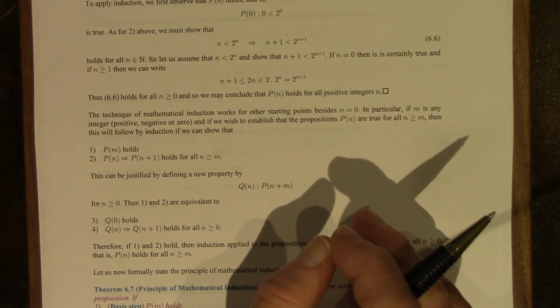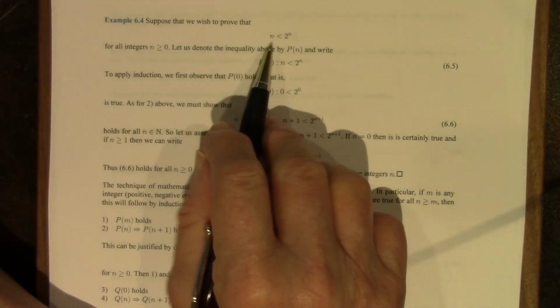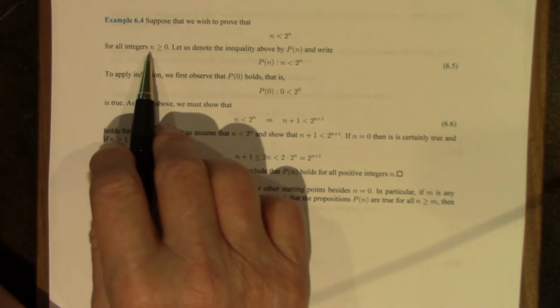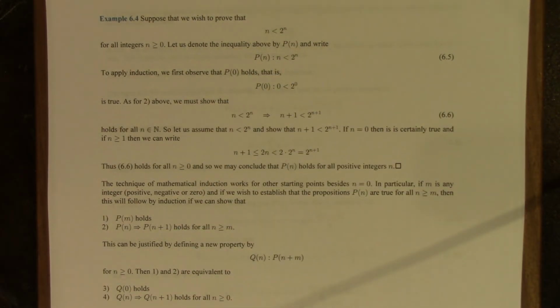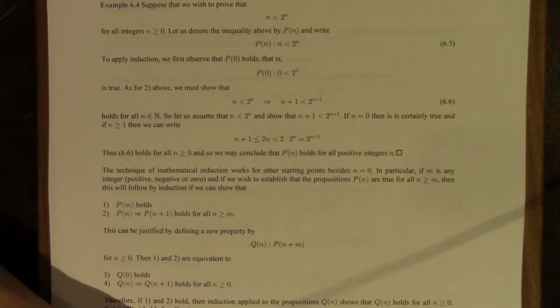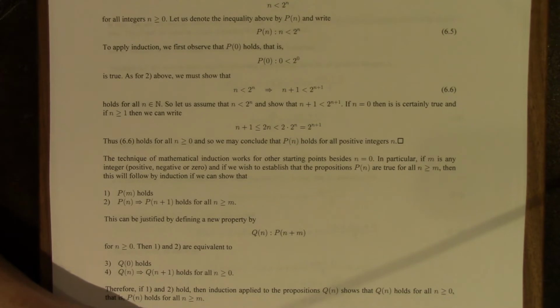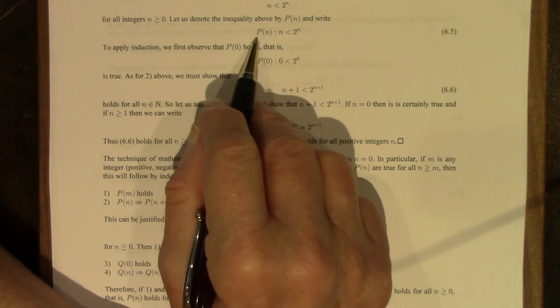Let's look at an example. Suppose we wish to prove that n is less than 2^n for all integers n greater than or equal to 0. Just to be clear, this is infinitely many inequalities, so we cannot prove this by plugging in values for n. We can plug in some small values to see if it's true. If we hit a value where it's false, we can stop, but that's never going to tell us whether this is true for all natural numbers. So we denote this inequality by the proposition P(n).